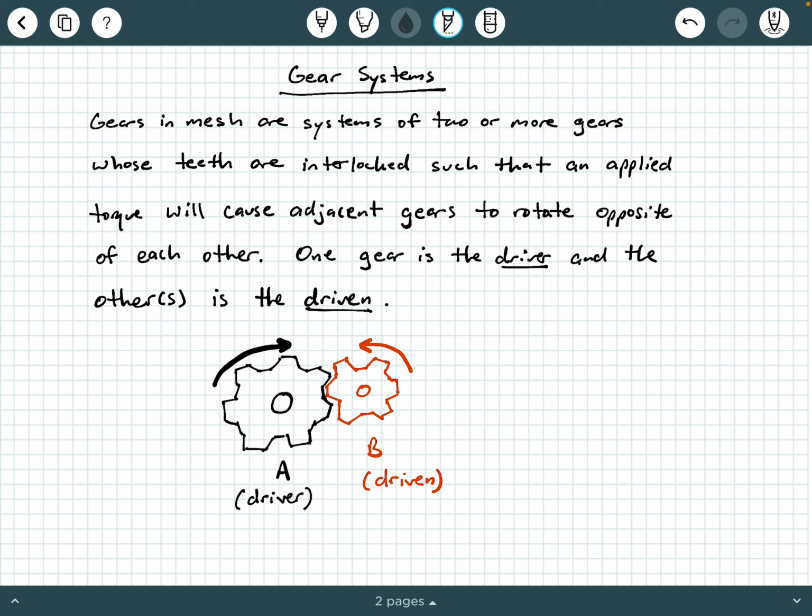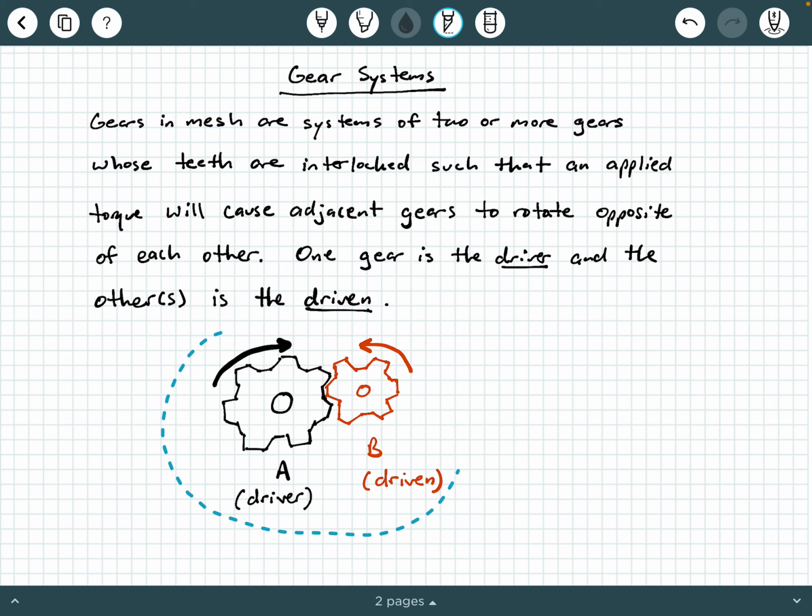For our background information, we're going to say that gears in mesh are systems of two or more gears whose teeth are interlocked such that an applied torque will cause adjacent gears to rotate opposite of each other. One gear is the driver and the other or others is the driven.